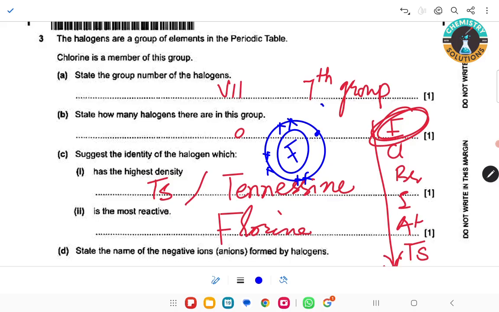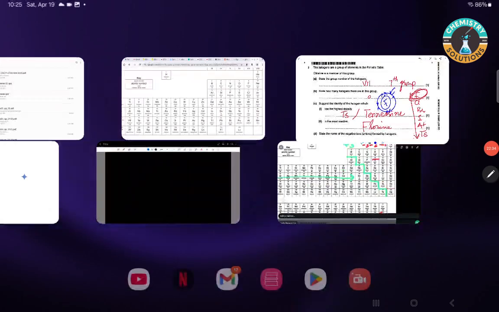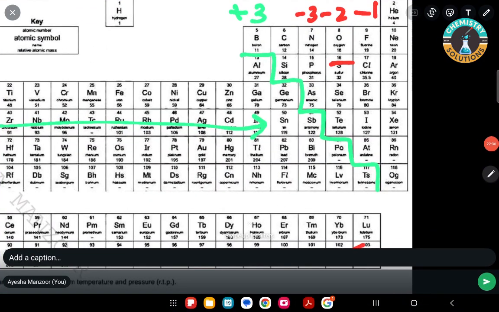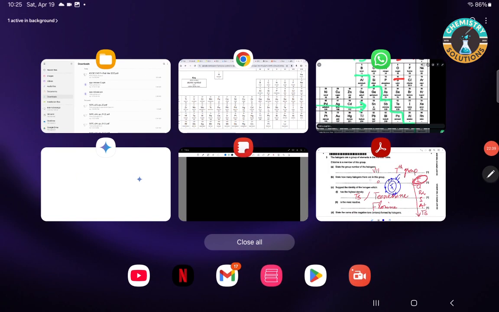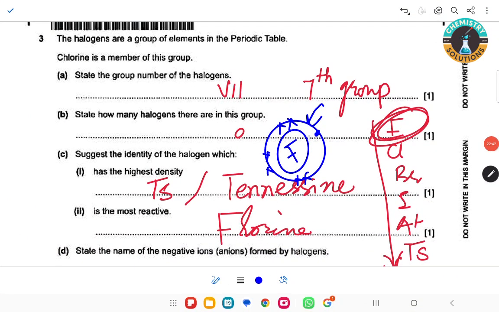So the number of electrons, if you can check, here fluorine is present with 9 proton number. If I show you all of the electrons, you can see 7, and in the first shell it is going to have 2. So it's the smallest atom, so there is great attraction from the nucleus as well.